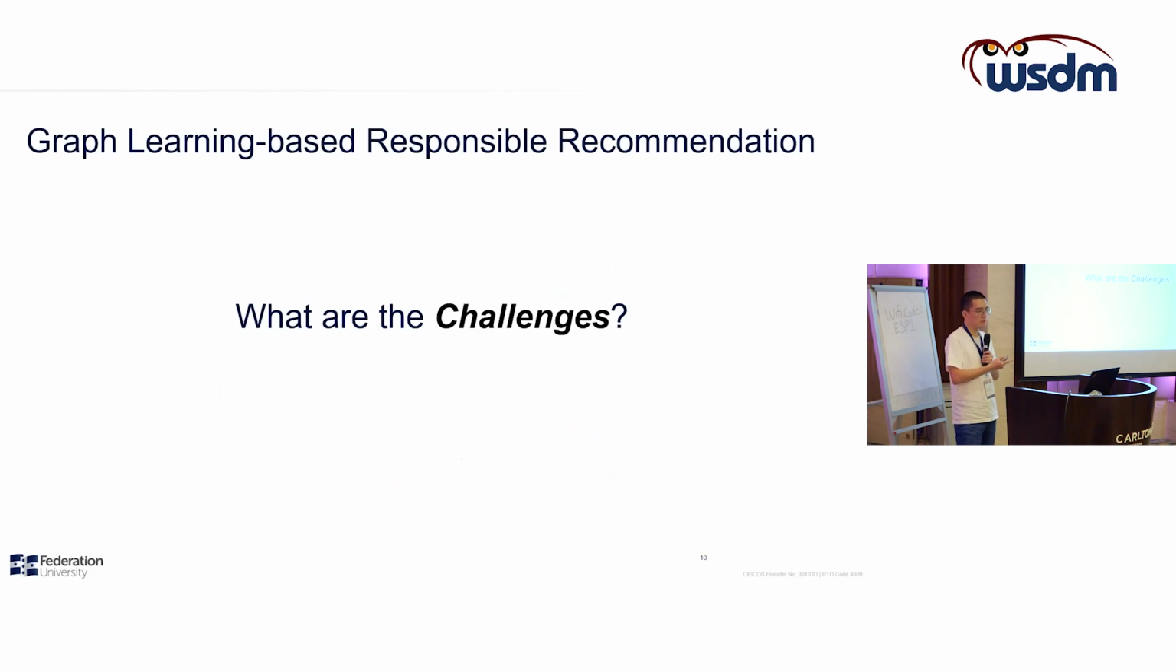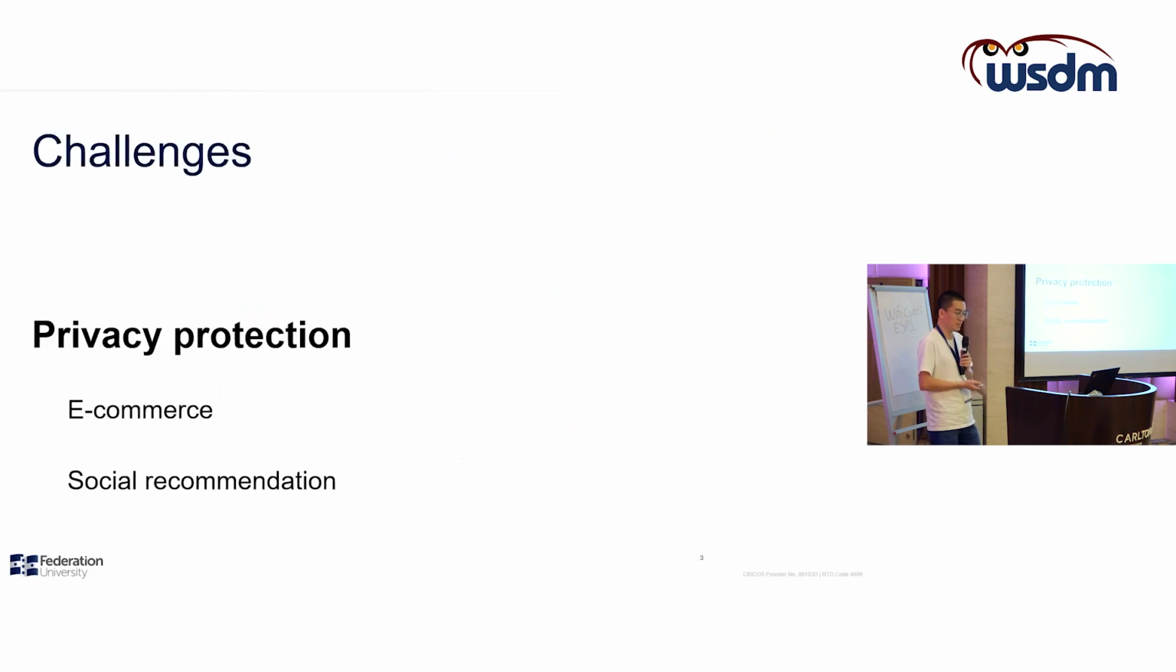So to achieve graph learning-based responsible recommendation, what are the challenges? The first challenge is privacy issues. Especially in commerce, we often buy things online, so the system collects our personal data and purchase history, like our gender and age group. The same goes for social platforms, where we can even share our health details on WeChat or Facebook. So protecting privacy is vital.